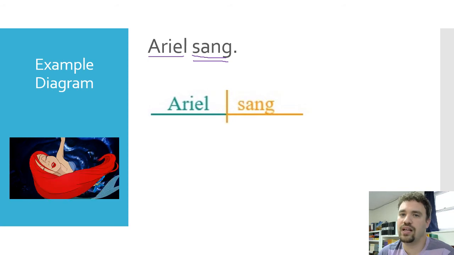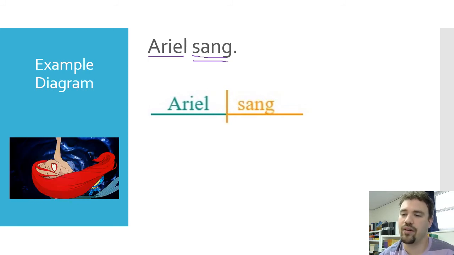Before the vertical line, you've got the subject Ariel. And after the vertical line, you've got the verb sang. So, pretty simple, pretty easy. If you've just got one subject and one verb, it's very simple to diagram.